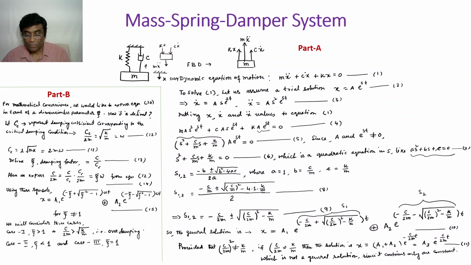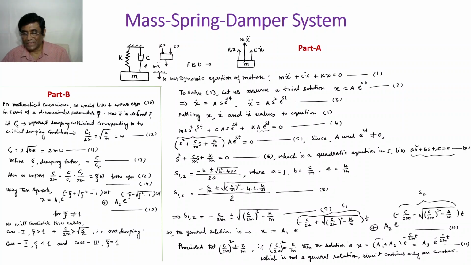So if this is the situation, then the quantity under the discriminant becomes 0. This is equal to this. Then what will happen? Then x will be, only this term remains here. This is gone. Only this one remains here. This is also gone. So a1 plus a2 e to the power minus c by 2m into t.